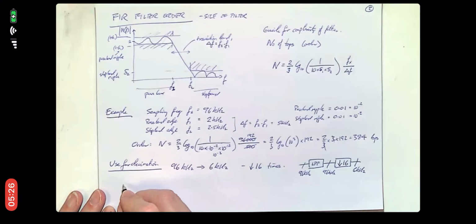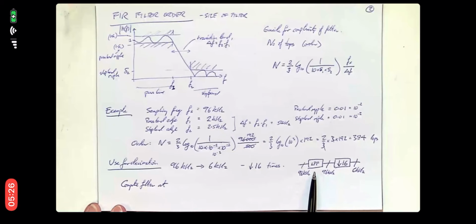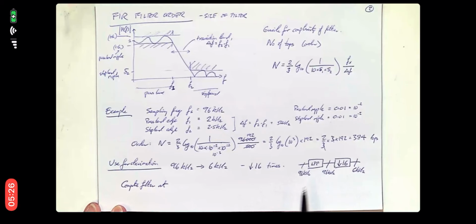So we compute the filter at what sample rate? What's the sample rate that we're going to run this filter for in this decimation process? Anyone remember from last week? We've got a low-pass filter here running at 96 kilohertz. We then downsample by 16 to 6 kilohertz. What's the effective sample rate that we need to run the filter for?